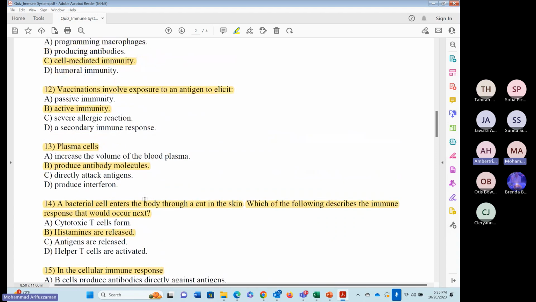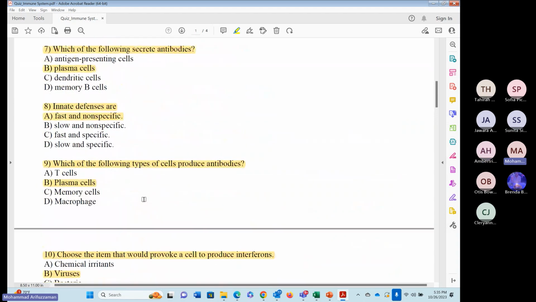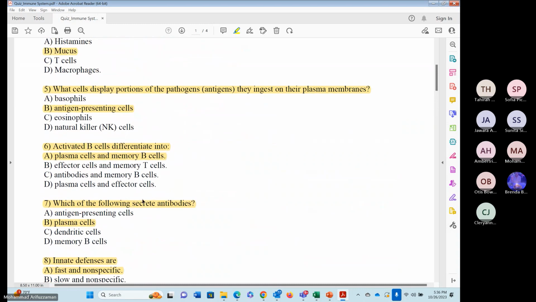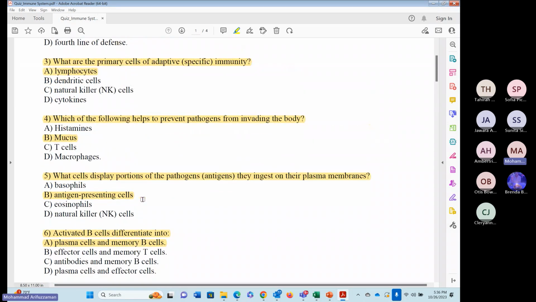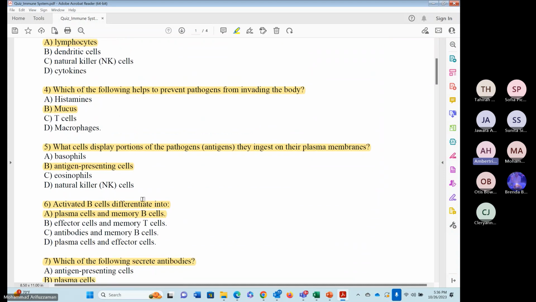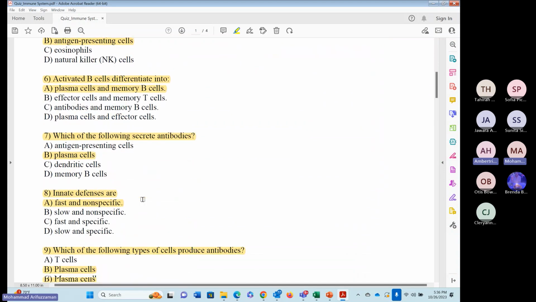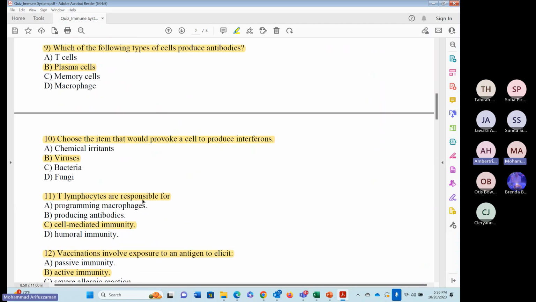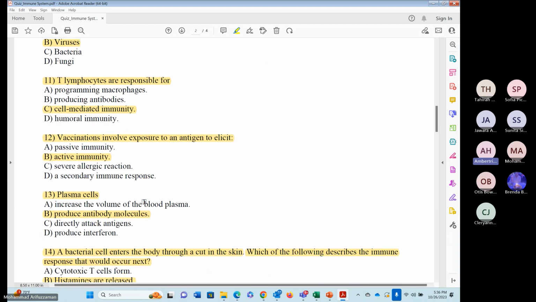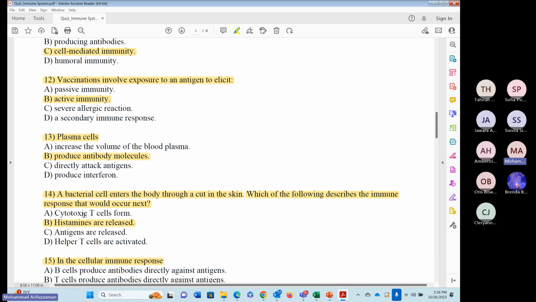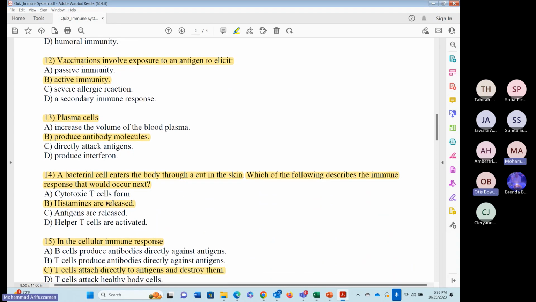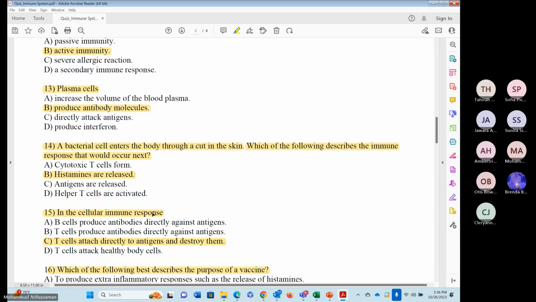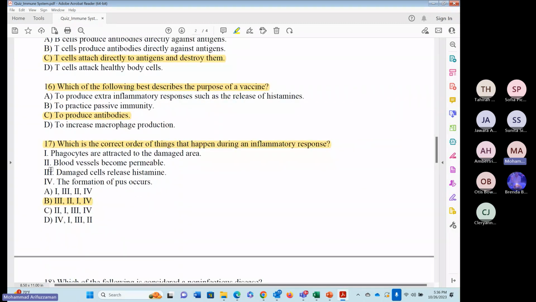You'll find another question, number 14. Damage occurs first, then the blood vessels become permeable. The bacterial cell enters the body through a cut in the skin. Which of the following describes the immune response? Histamines are released, and that causes inflammation. So this is another format of that question.